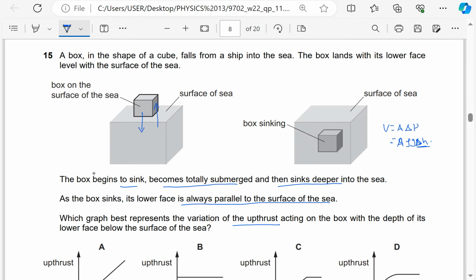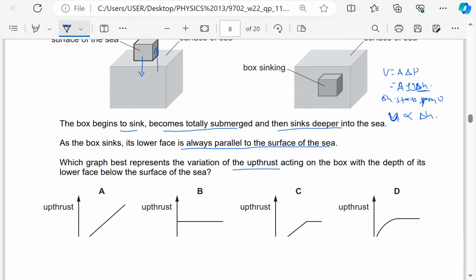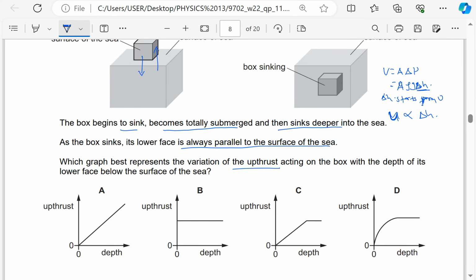Delta H is the height which is submerged. So as H increases, the change in height starts from 0. It starts from 0 before it starts being submerged. And remember, upthrust is going to be directly proportional to delta H. So this is going to be a straight line. The upthrust is directly proportional to delta H, or the height submerged. So it starts as a straight line.